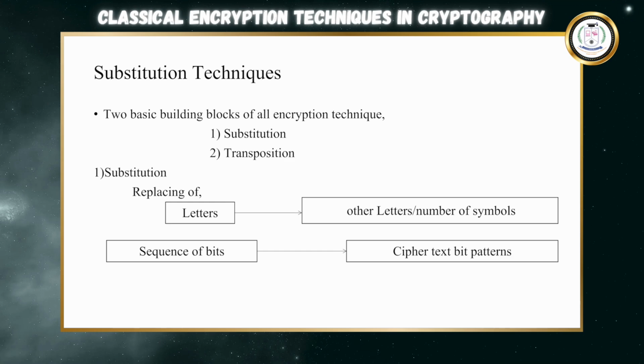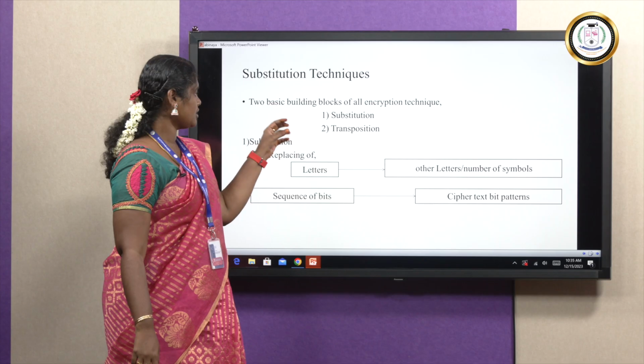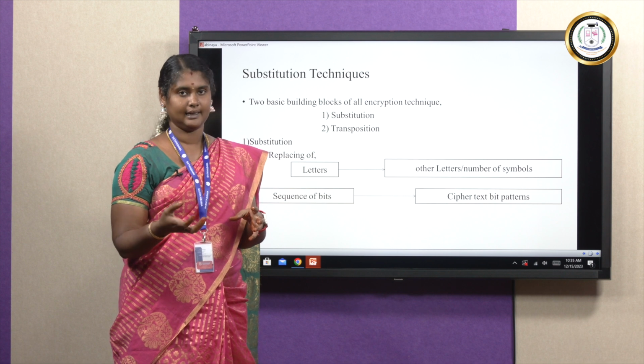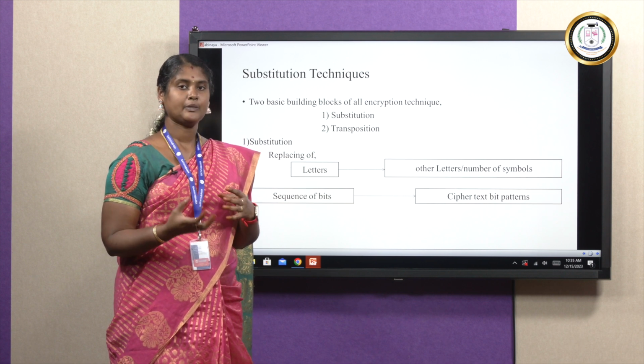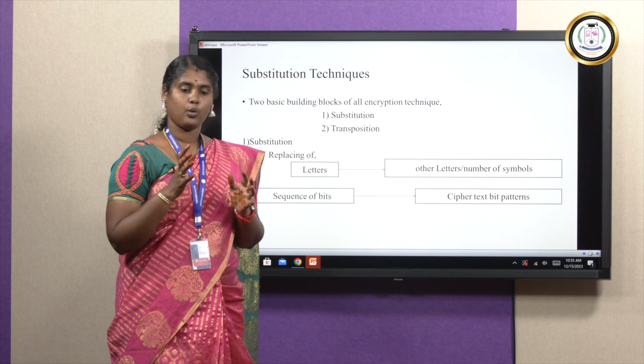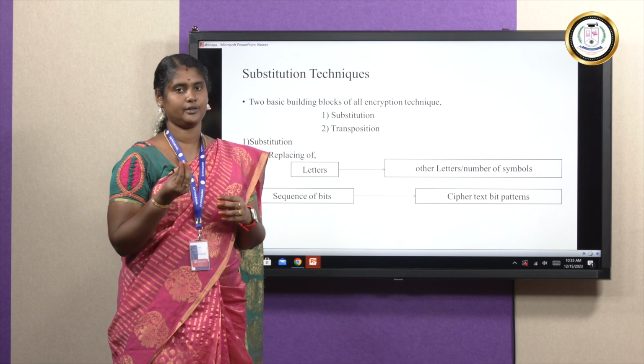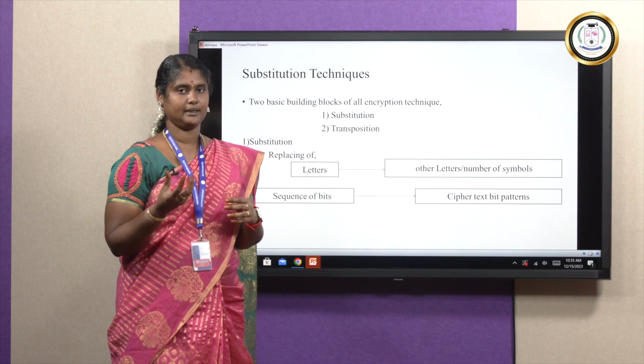In the classical encryption technique, we have two types. One is substitution and the other is transposition. In substitution, instead of your original data, you substitute some other letter. In transposition, whatever data you have, you just rearrange the data and create your ciphertext, that is your encrypted data.